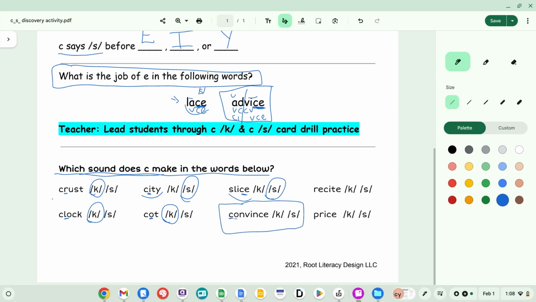I see a C next to an O, so that says K, but I see another C next to an E, so that says S. So this is convince. So this one has both sounds of C. CI, that says S like in recite. CE says S like in the word price.